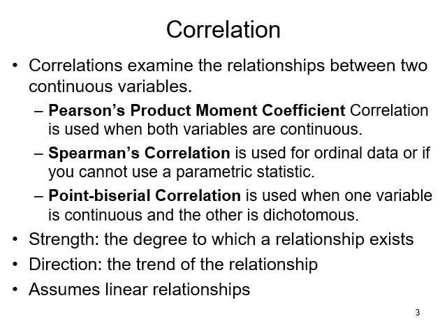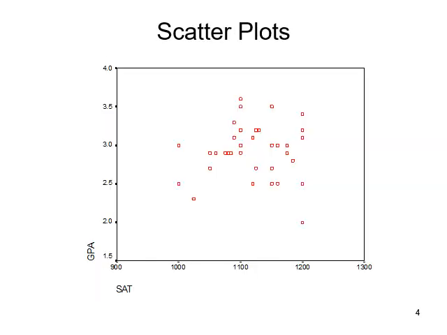Once again, a quick reminder, the strength is simply the value of R from 0 to 1.0, and the larger that number, either positive or negative, the stronger the relationship. The direction is the trend of the relationship. If the number is positive, as one variable increased, so did the other. If the number is negative, then as one variable increased, the other one decreased. And again, it assumes a linear relationship.